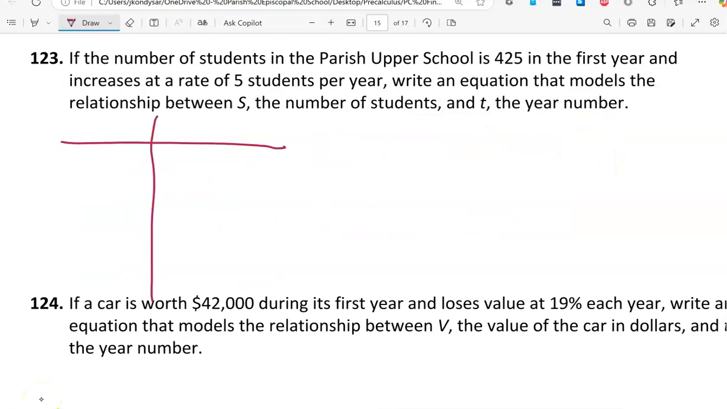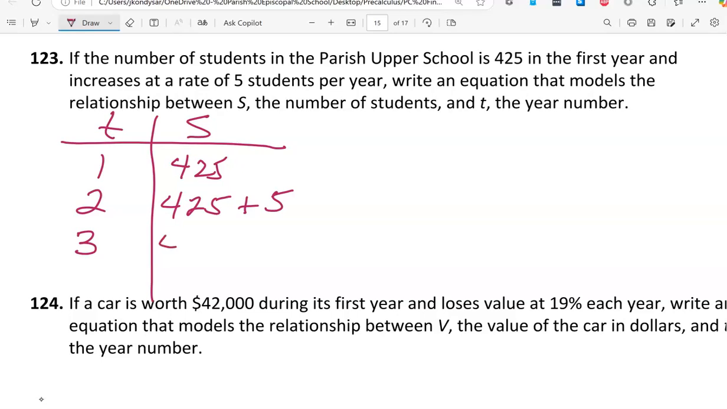In 123, I'm going to create a table again. The number of students in the upper school is 425 in the first year and increases at a rate of 5 students per year. So in year 2, the amount of students is 425 plus an extra 5. In the third year, we add another 5, which means we're going to add 10 to the 425, or we're going to add 5 times 2. Well, in the previous year it was 5 times 1, and the year before that 5 times 0.